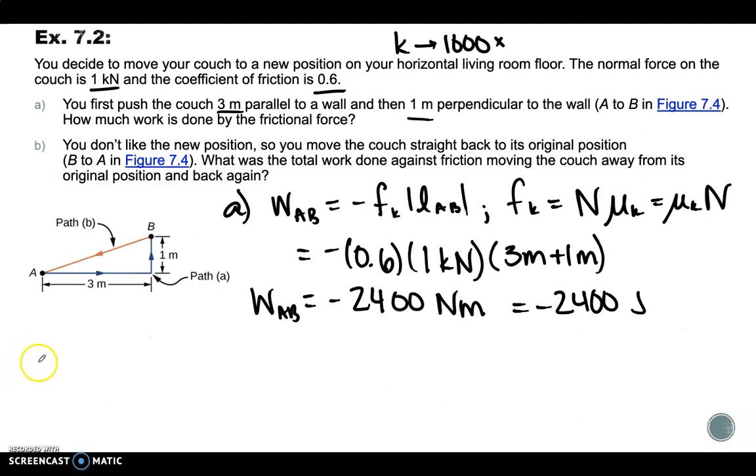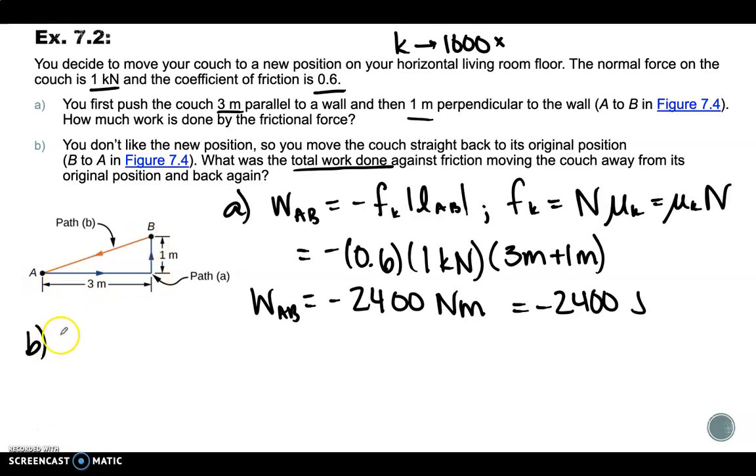Okay, now part B says we don't like the new position, so we move it straight back to its original position from B to A. We want to know the total work done against friction, moving the couch away from its original position and back again. So we're not just looking from B to A, we are looking from A to B and from B to A.